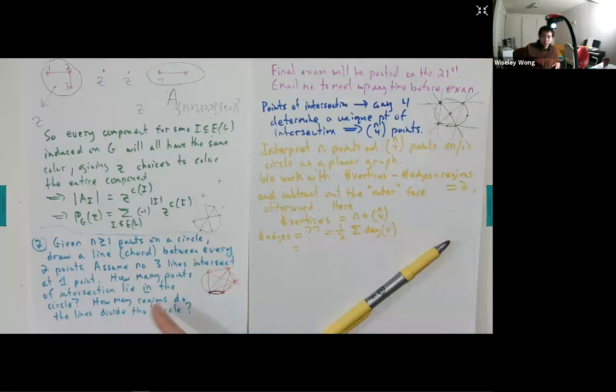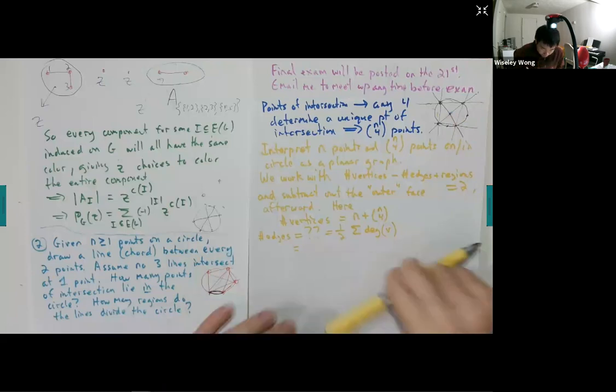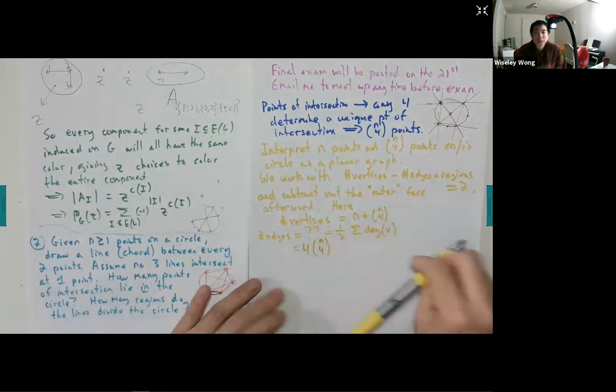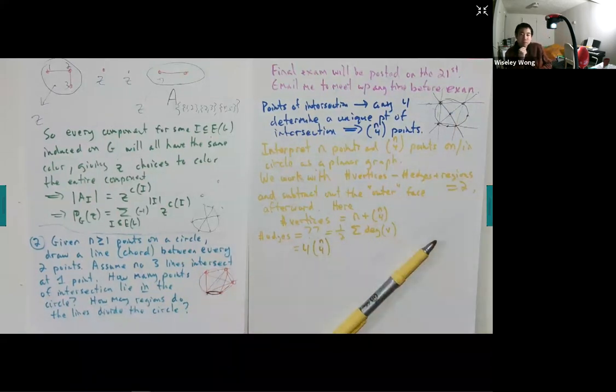The key thing is we assume that you can't have 3 different lines intersecting at the same point. So therefore, each point that I see in there, or each vertex, when I correspond it to a graph, will have exactly 4 edges coming out. Oops, sorry, I forgot to put the 1/2.